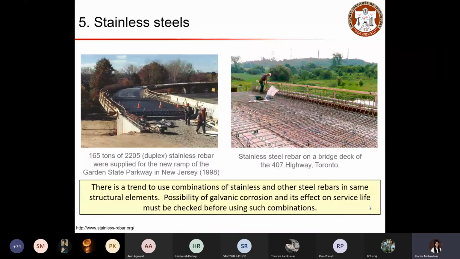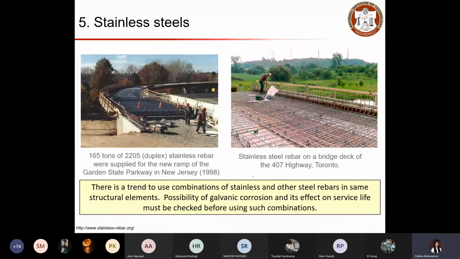So here is another example where you can see the stainless steel rebars are used for constructing highway bridges. So this one is in New Jersey and another one is in Toronto, Canada. It is not that since it is costly, we do not use this type of rebar for construction. It depends on the importance of the structure.